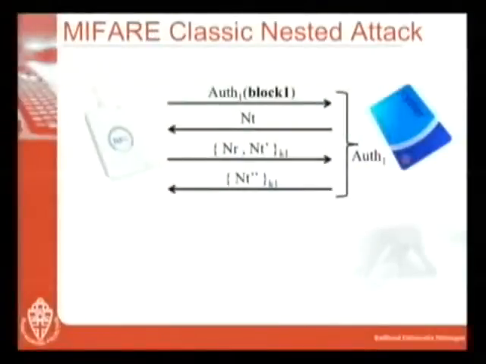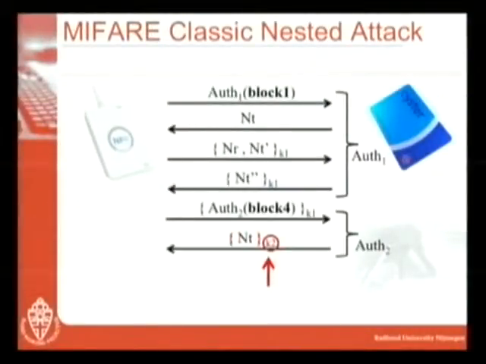The card will communicate back to you, and then you both are in a state, and you're going to communicate in an encrypted way. What you're now going to do is authenticate on a different block where you do not know the key from. So the card will send you a random challenge again. But what is different here? It encrypts that random challenge with a new key you do not know yet.